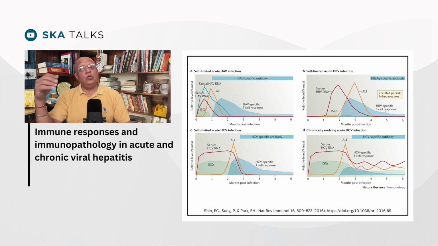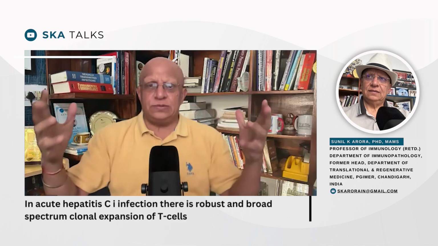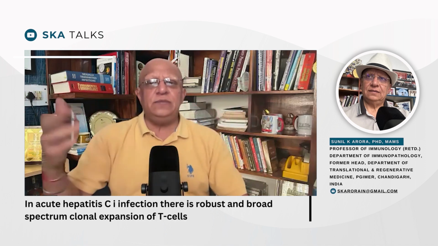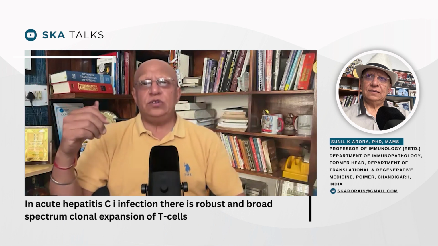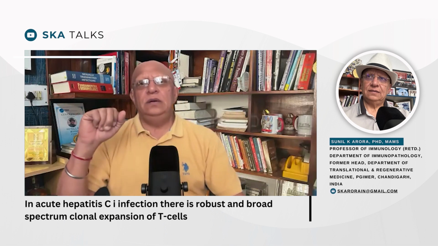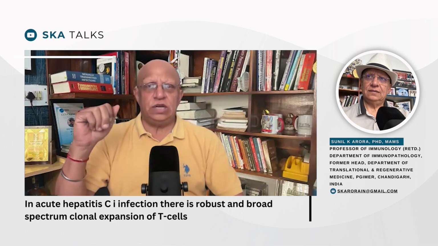So now, if we look at the immune profiles of acute and chronic infections, we find that in individuals who have only an acute course of the disease, there is robust T cell activity. It's a broad spectrum T cell clonal expansion, and a lot of these activated T cells are found in the liver, and they are responsible for clearance of virus specific, virus infected hepatocytes.